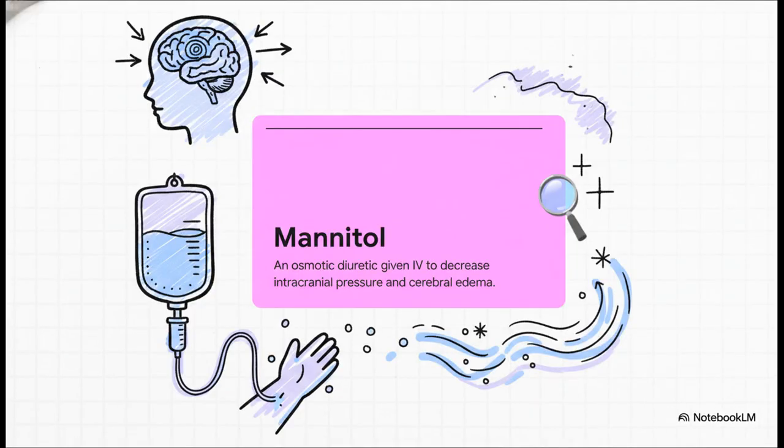Now, let's switch gears to head injuries. If you've got serious swelling in the brain, that's cerebral edema, you need to get that fluid out, and fast. That's where mannitol comes in. It's an osmotic diuretic. Think of it like a powerful magnet for water, pulling that dangerous fluid out of the brain tissue. This is a critical, life-saving intervention to prevent something catastrophic like brainstem herniation.